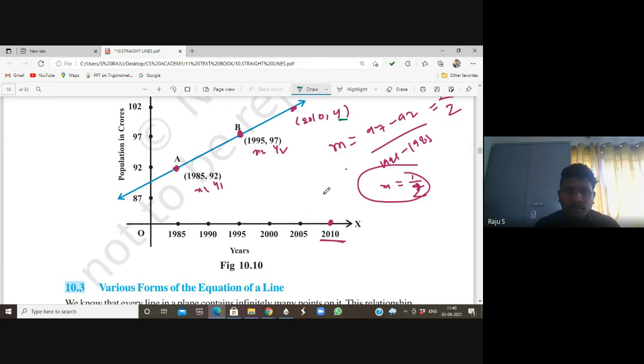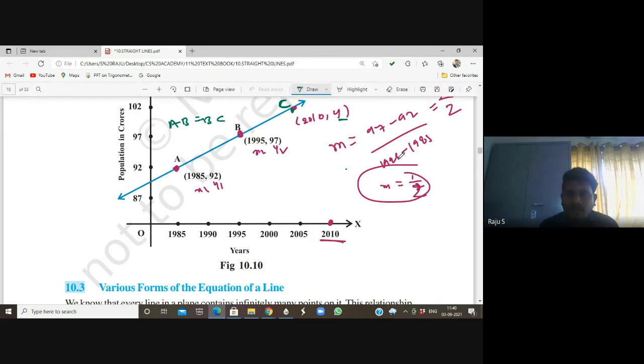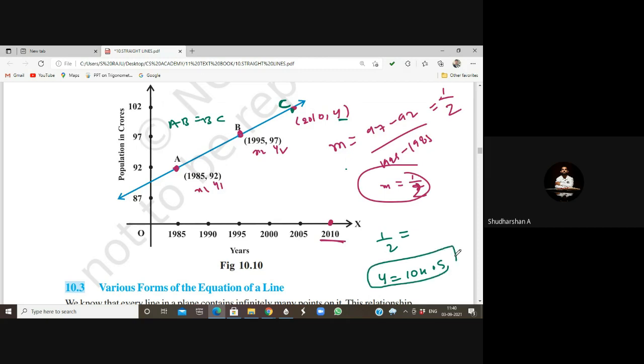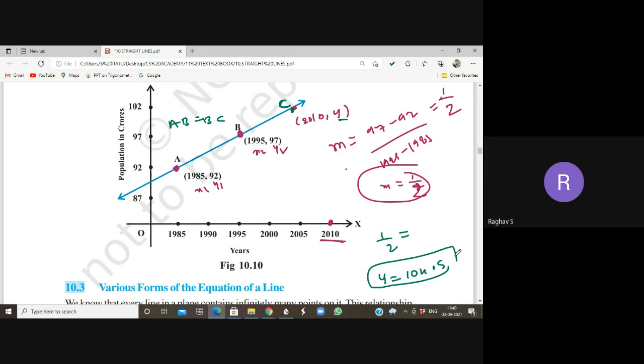Then what shall we do? Slope of AB is equal to, if I take the point as C, slope of AB is equal to slope of BC. Otherwise, slope of AB is equal to slope of AC also. When we equate that, you'll get the y value directly. Can anyone do this? Sir, we'll get 104.5, sir. Is it right, students? Once you check the book back. Yes sir, 104.5 crores.